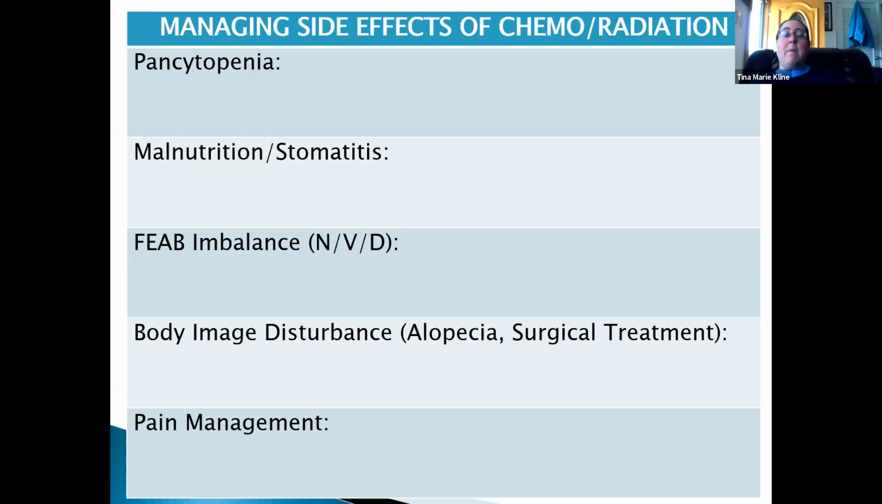With pain management, obviously we always want to try non-opioids first. When you talk about cancer pain, a lot of times we're at the opioid level.